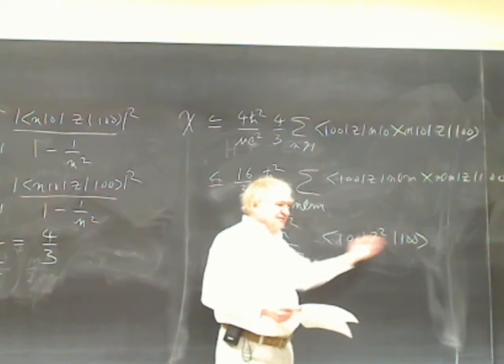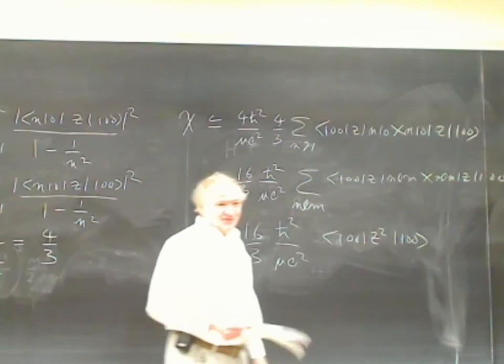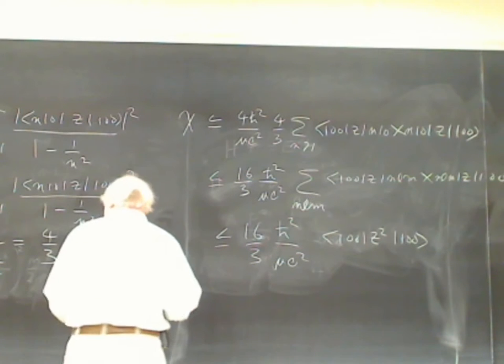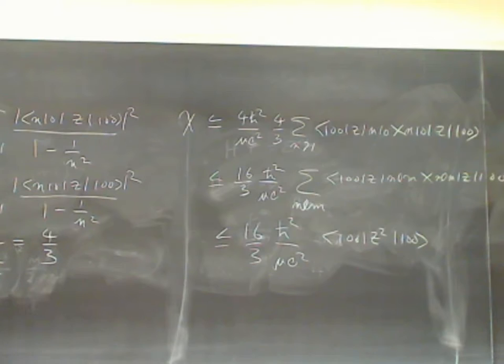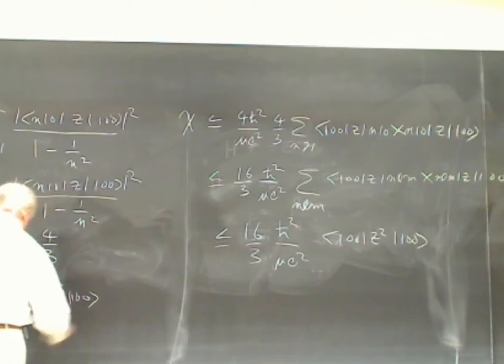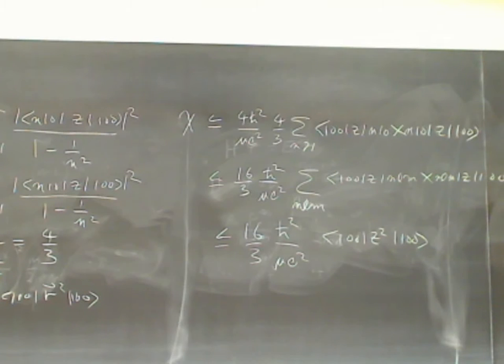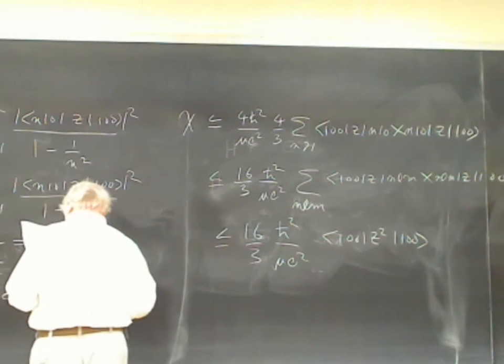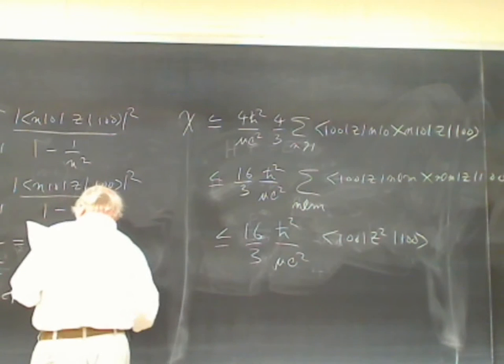Eventually, of course, we have to do an integral. We can't just fool around with general principles all day. But we have to do an integral at some point. So let me, just to conserve board space, start over here. What is this <1 0 0|z squared|1 0 0>? Well, obviously it's a third of <1 0 0|r squared|1 0 0>, because the ground state of hydrogen is spherically symmetric. Okay, well this one is just simply one third.